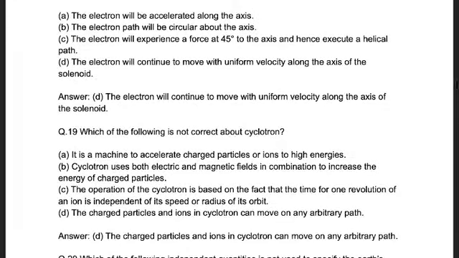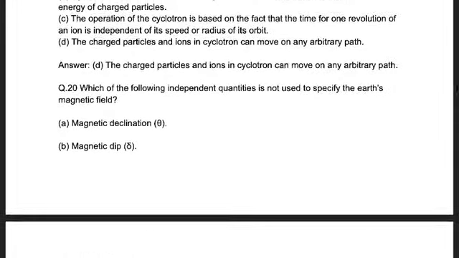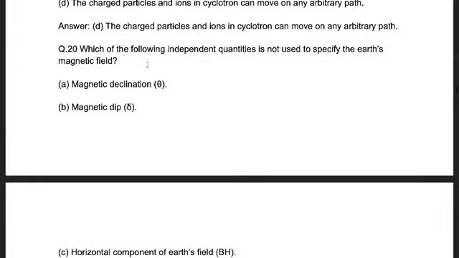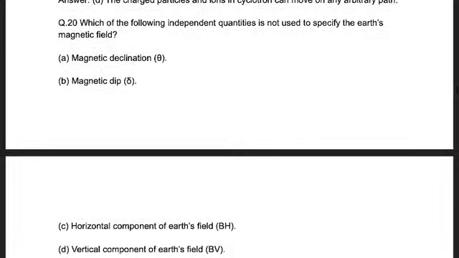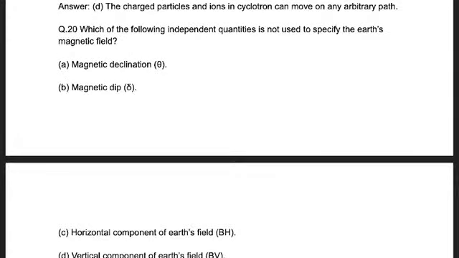Question number 20. Which of the following independent quantities is not used to specify the Earth's magnetic field? A. Magnetic declination theta. B. Magnetic dip. C. The horizontal component of Earth's field BH. D. The vertical component of Earth's field BV. Correct. Your answer is D. The vertical component of Earth's field BV.